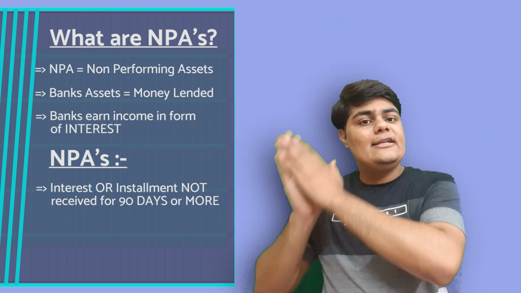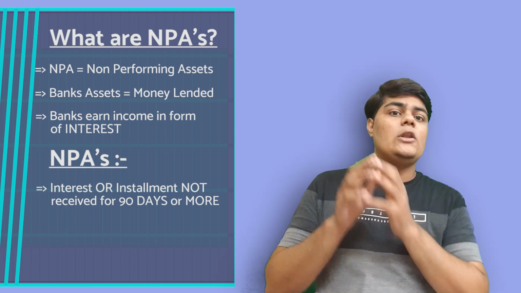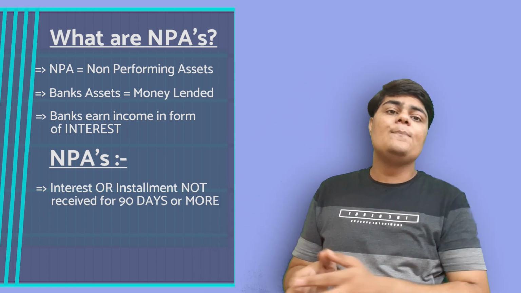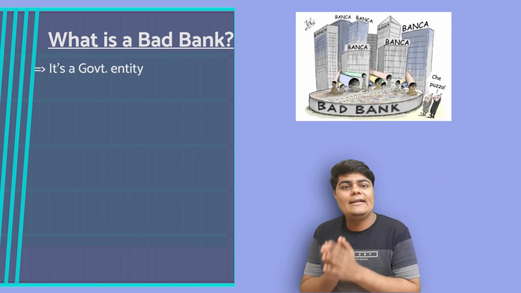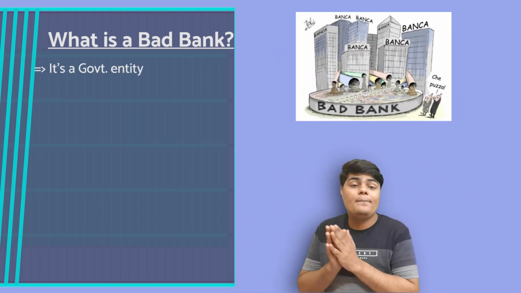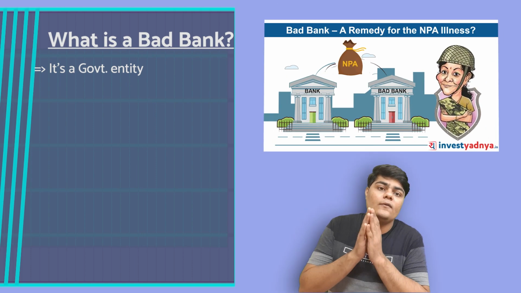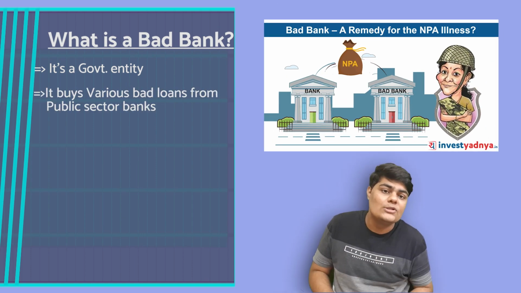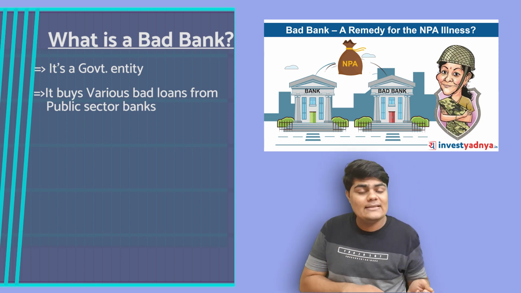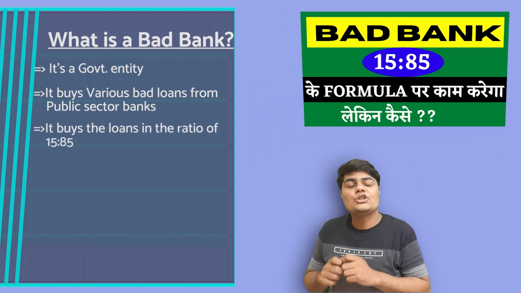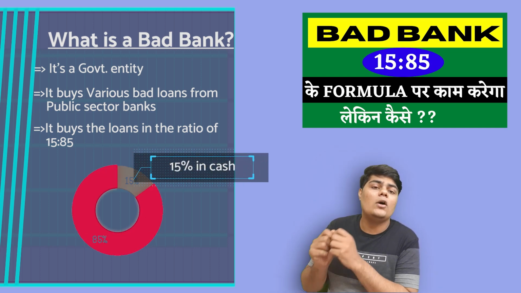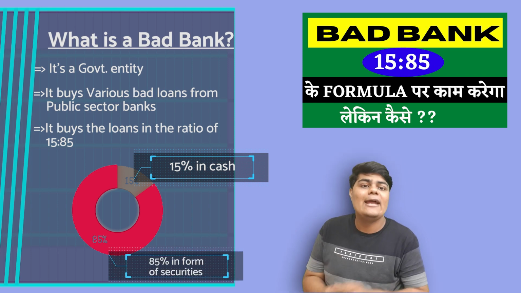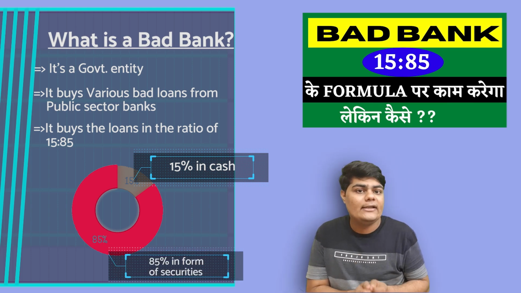In light of this situation, a decision has been taken to create a bad bank which will absorb the bad assets or the NPAs of the commercial banks functioning in our country. So, what is a bad bank? A bad bank is a government entity created in India for the purpose of buying the various bad loans from various public sector banks, and these are bought at a ratio of 15:85, where 15% is paid in cash for these loans and 85% is given in the form of securities to these banks.